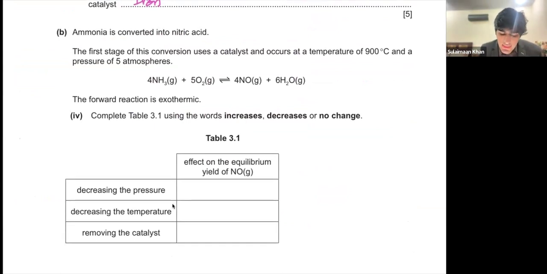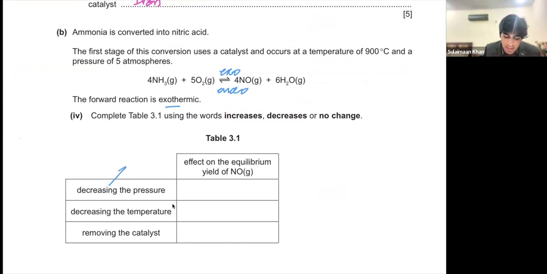Okay. Ammonia is converted into nitric acid. The first stage of conversion. The forward reaction is exothermic. Yes. So if the forward is exo, the backward should be endo. Absolutely, sir. Now, it says complete figure 3.1 using the word increase, decrease, or no change.